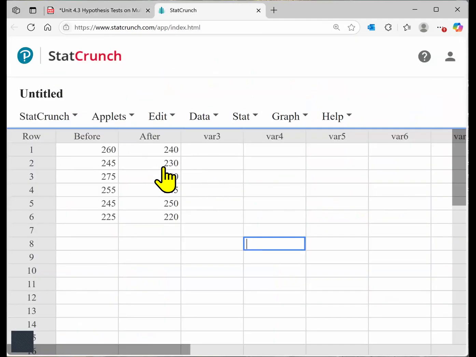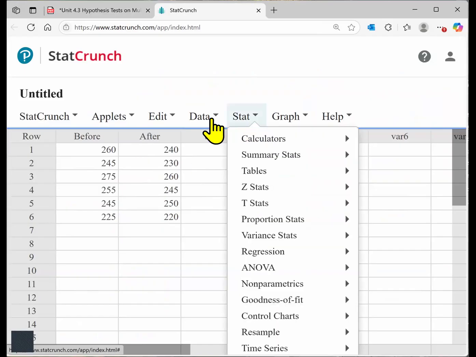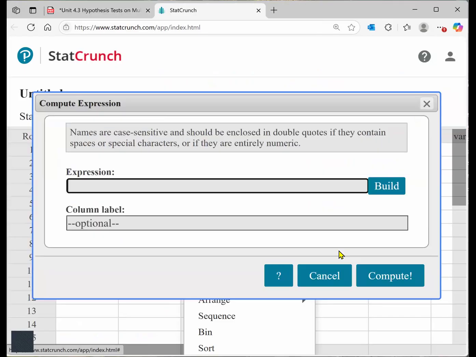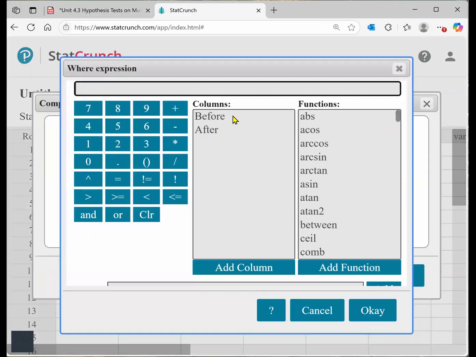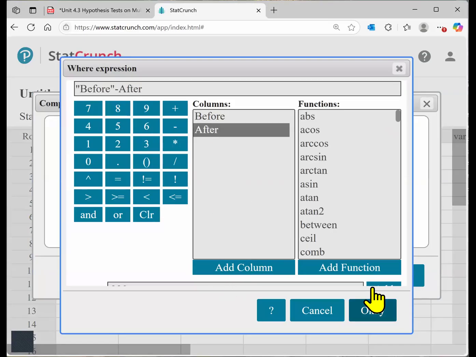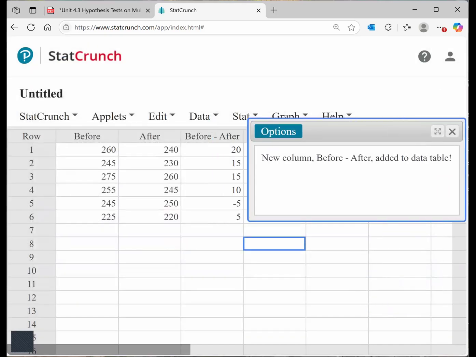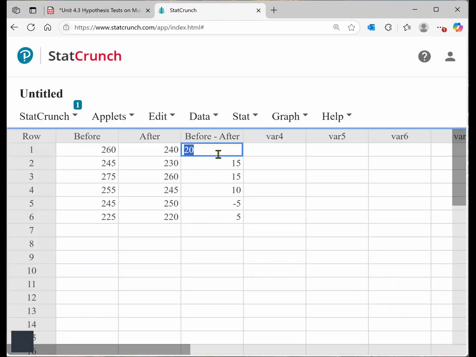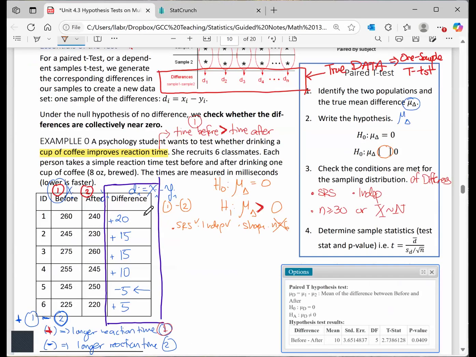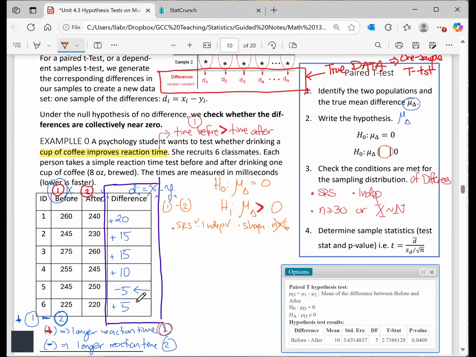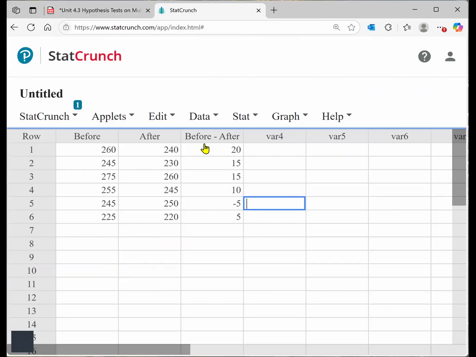All right, so I have my data here. If you want to compute the differences, it's fairly easy. You go to data, compute expression, and you remember that it's simply group 1, which was before, and I'm going to go ahead and subtract group 2, the after. And notice how we've got the same values: 20, 15, 15, 10, -5, and +5. So here are the differences. This is your population now. So you're going to essentially ignore the before and after.